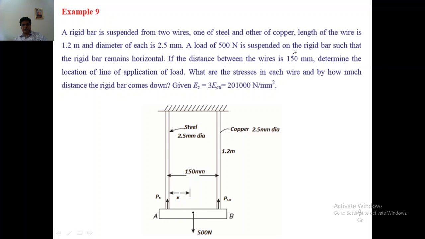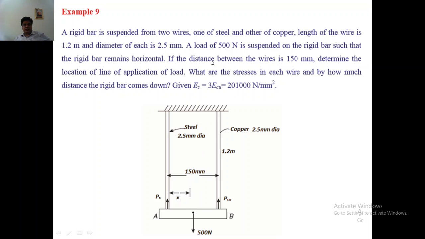A load of 500 Newton is suspended on the rigid bar such that the rigid bar remains horizontal. You should be careful here to understand that since we are using two different wires to hold this load, the stresses or load carried by each will be different. So that we will understand now. The line of action of that particular load should be at distance x.